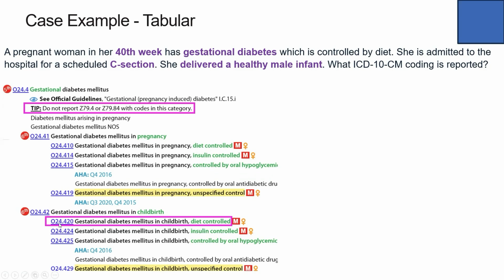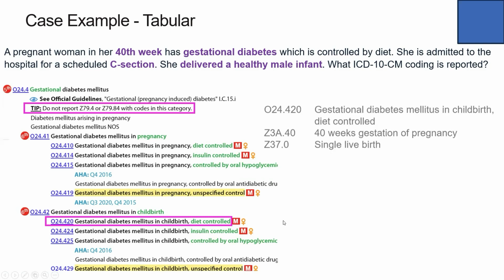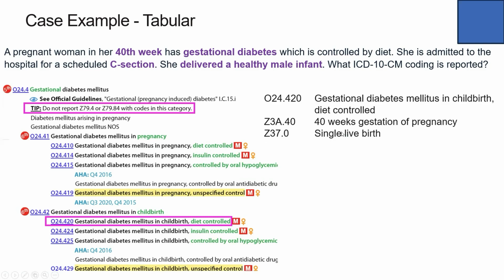So our final code, again, is going to be O24.420, gestational diabetes mellitus in childbirth, diet controlled. And again, we're not going to look up our single live birth or the gestation again. We have already gone through that twice, and you should be proficient in that by now. But just remember, anytime we have our weeks, and we know what she delivered, and she delivered a healthy male infant, and that's a single live born, these are going to go on that record.